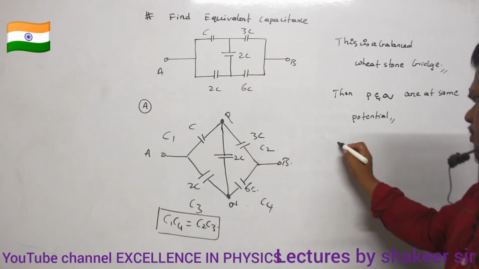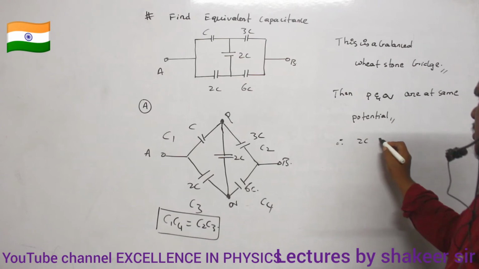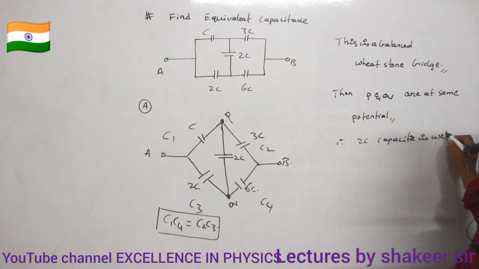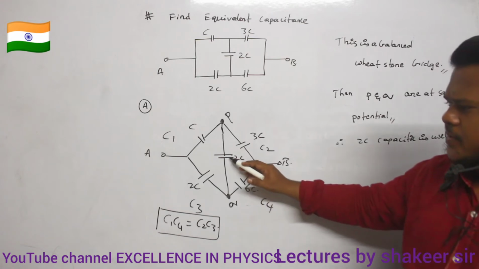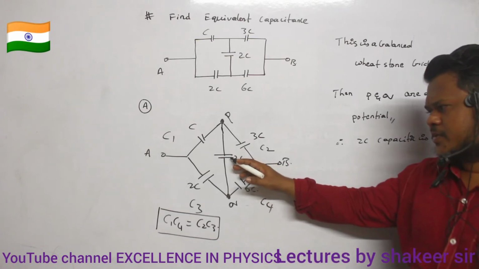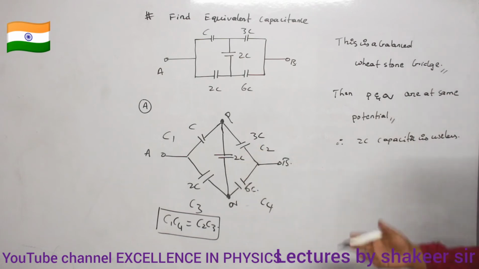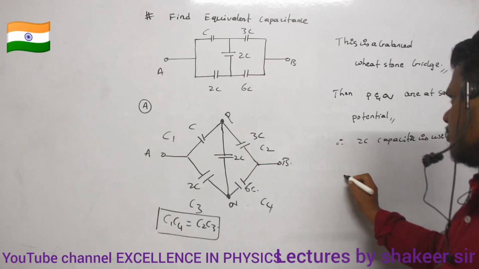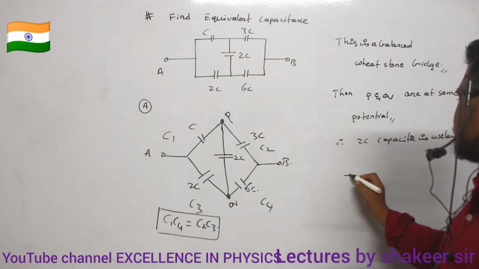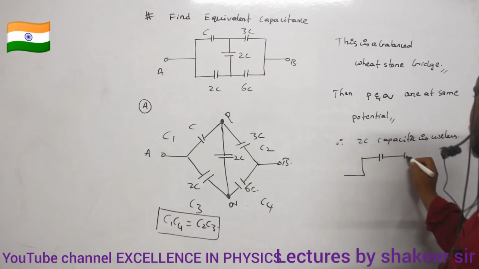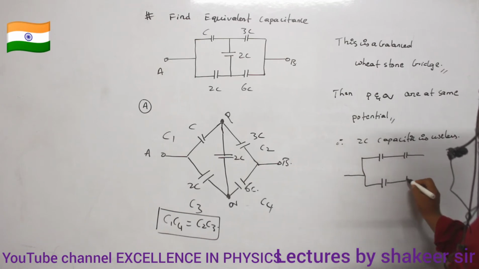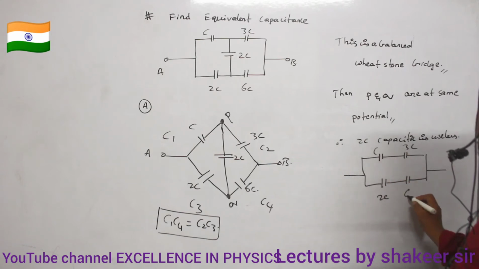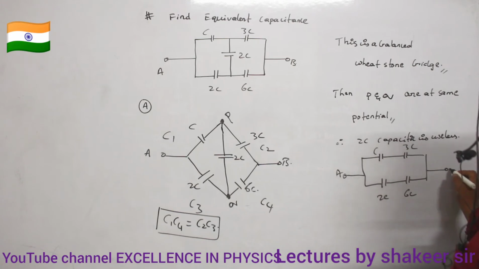Charge cannot flow from one point to another if same potential is existing and there is some component present. So therefore what can I write? I can write the 2C capacitor is useless. Which is the 2C capacitor? This capacitor. There is no use of this capacitor. If it is present or not present, it is not going to change anything in this circuit. So if I remove that one, how can I redraw the diagram? I remove this 2C capacitor, then the circuit I can redraw like this. This is C, this is 3C, this is 2C, and this is 6C. This is A and this is B.